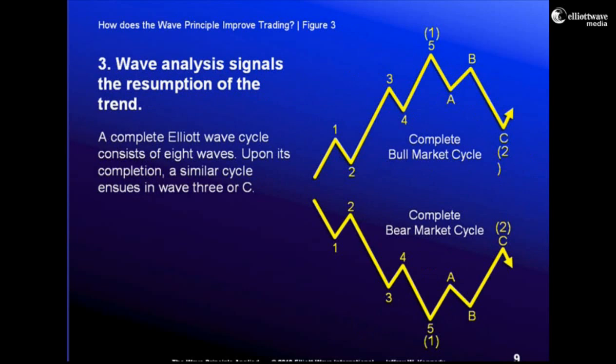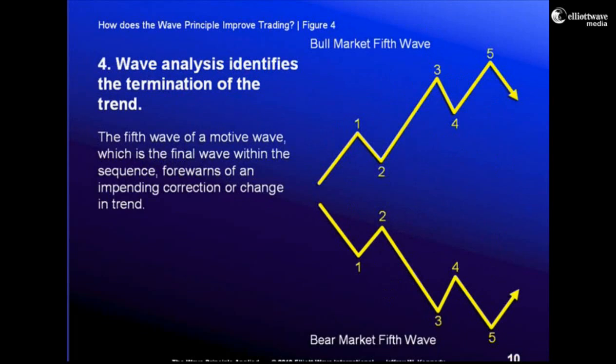Wave analysis signals the resumption of the trend. Again, a complete Elliott wave 8-wave cycle. Wave analysis identifies the termination of the trend by means of the 5th wave. That lets you know that the upside is limited and that the next big move is going to be to the downside.